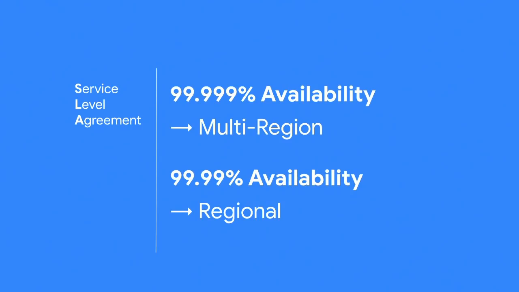In addition, we have new service level agreements that are attached to each of these different types of locations. So the first, for multi-region, which is our highest SLA, we have 5 nines availability. And for regional, we have 4 nines SLA. Both of these are actually improvements over the SLAs that you saw in Datastore, which were 4 nines and 3 nines respectively.